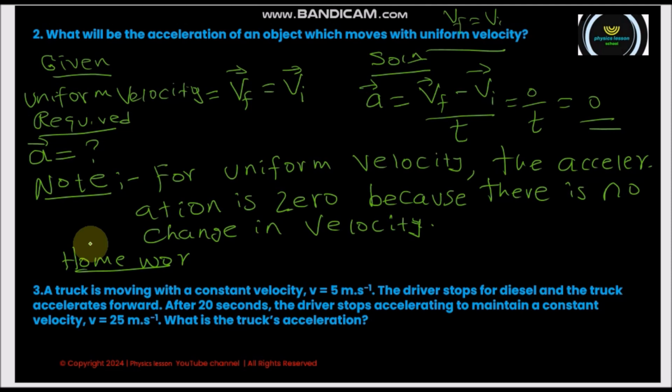A truck is moving with a constant velocity v is equal to 5 meters per second. The meter to the power of -1 means, in your mathematics, meter per second. The driver stops for diesel and the truck accelerates forward. After 20 seconds, the driver stops accelerating to maintain constant velocity v is equal to 25 meters per second. What is the truck's acceleration?